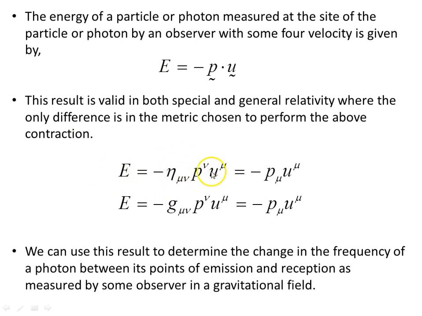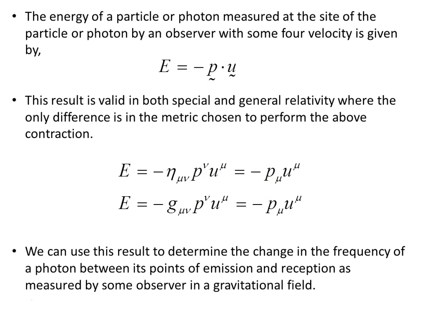So in flat space, special relativity, Minkowski space-time, we use eta mu nu, and in other, curved space-times, we use g mu nu. That gives us this object in both cases. Now we can use this result to determine the change in the frequency of a photon between its points of emission and reception, as measured by some observer in a gravitational field.